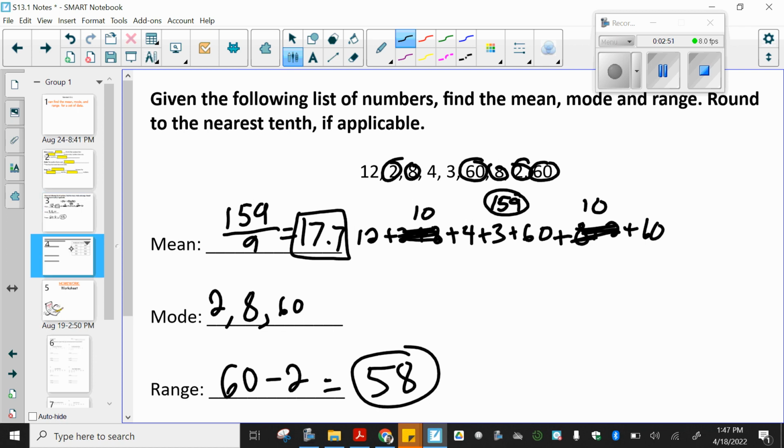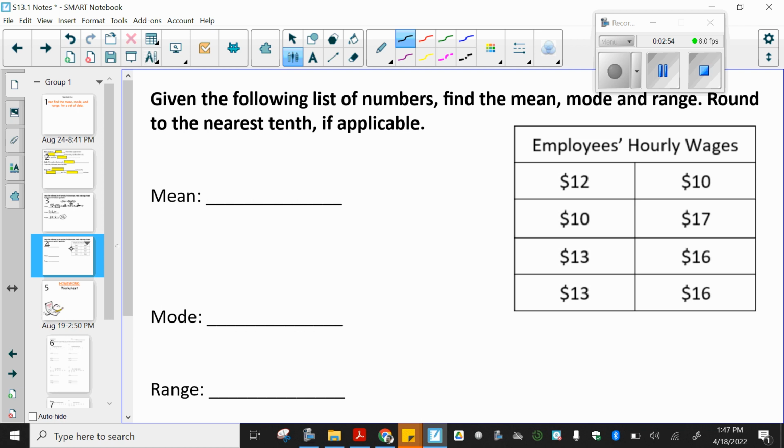Let's do it again. Given the following list of numbers, find the mean, mode, and range. Round to the nearest tenth if applicable. So here's our employees' hourly wages: $12, $10, $10, 17, 13, 16, 13, 16. All right, we're going to add all this up. 12 plus 10 plus 10 plus 17 plus 13 plus 16 plus 13 plus 16. I'm going to add those all up in my calculator to get 107.